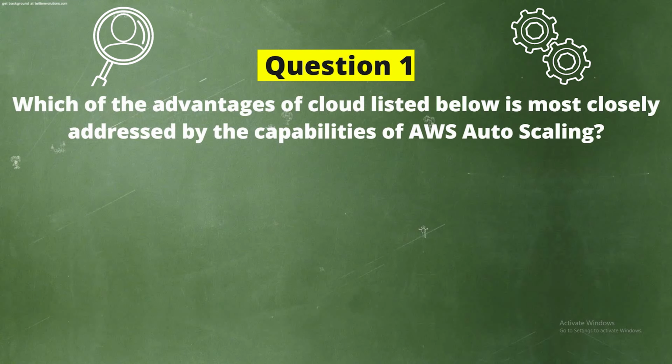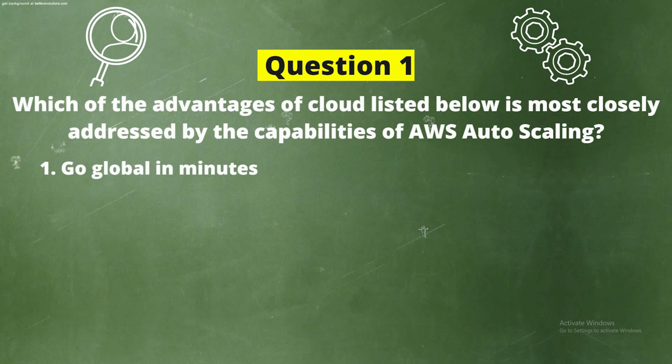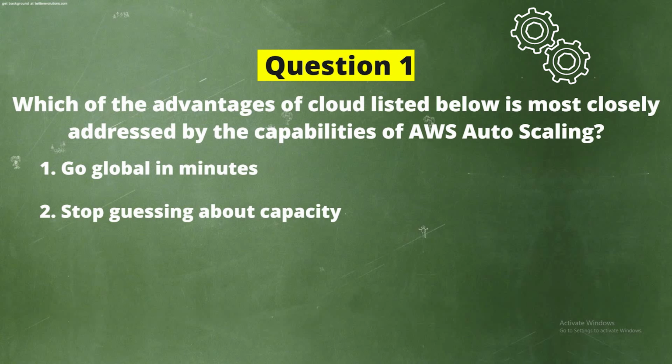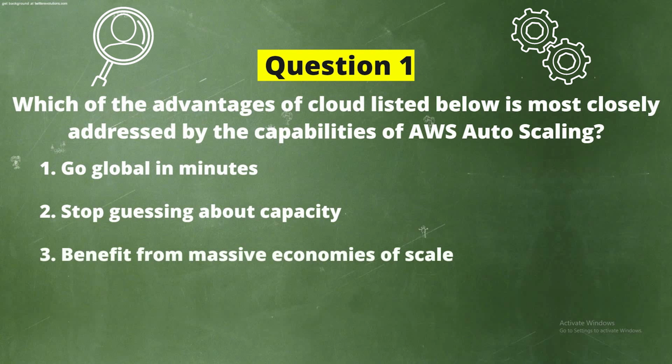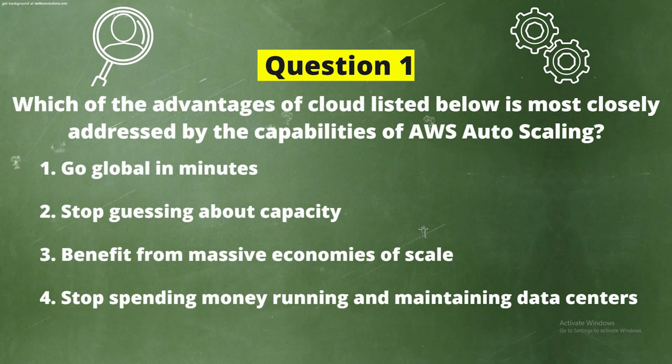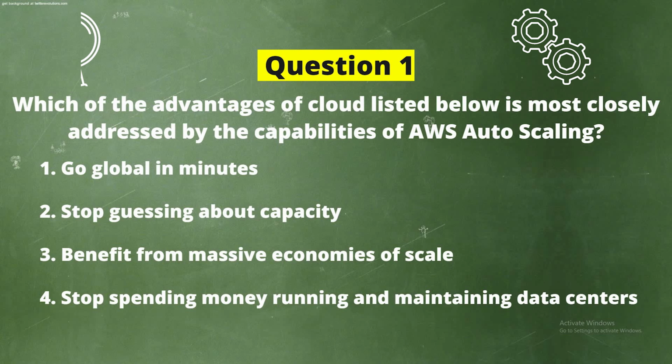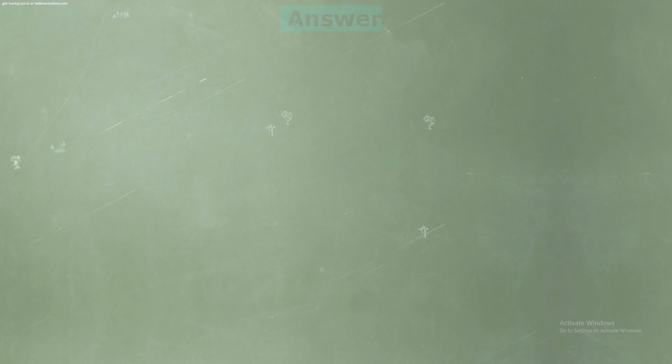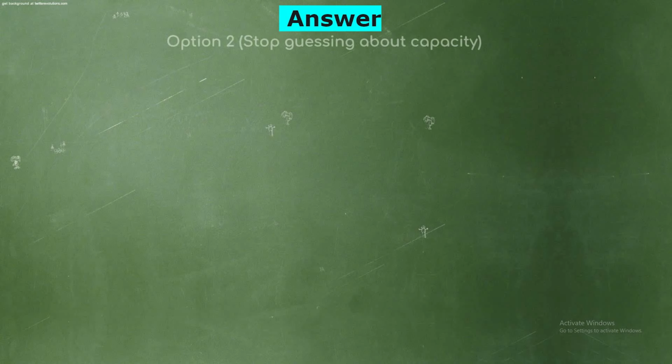Question 1. Which of the advantages of cloud listed below is most closely addressed by the capabilities of AWS Auto Scaling? Now, the options are: Option 1. Go global in minutes. Option 2. Stop guessing about capacity. Option 3. Benefit from massive economies of scale. Option 4. Stop spending money running and maintaining data centers. And the correct answer is option 2.